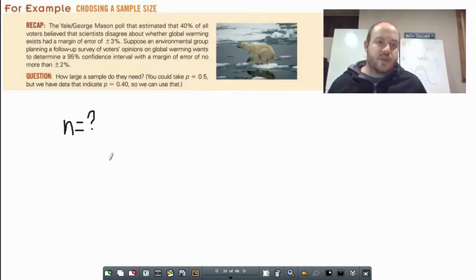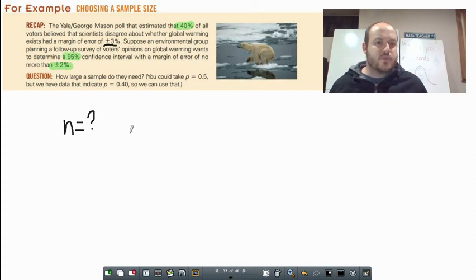So this is a question we've looked at multiple times, so we're going to just kind of rush through it a bit here. It's the Yale George Mason about the scientists disagreeing with global warming or not. Before we were dealing with the 3% margin of error, but they're saying, hey, for this one, we want to keep the 40% as the p hat. We want to keep the 95%, but now we want a margin of error of 2%. So in that case, what is the sample size we need in order to make that change?